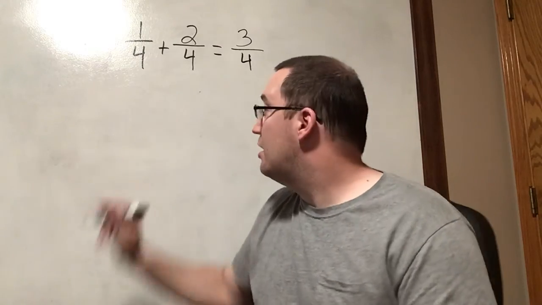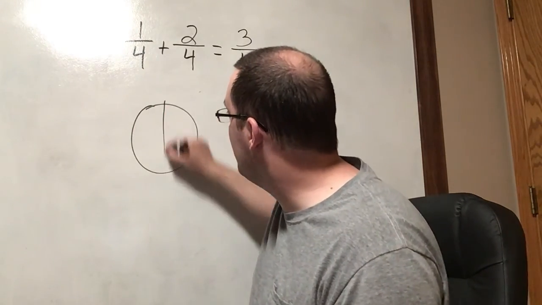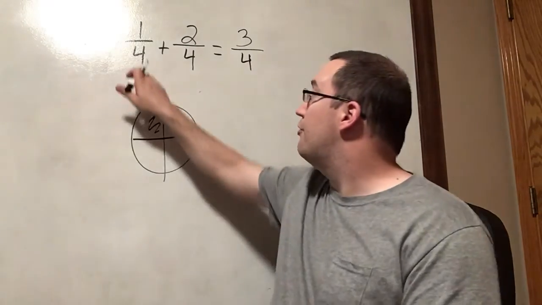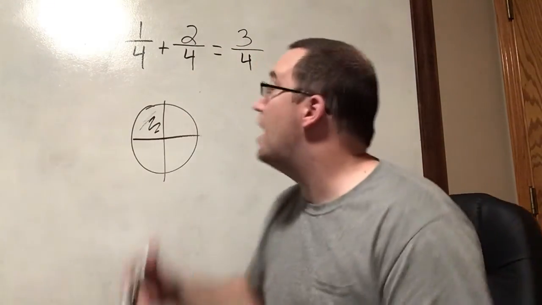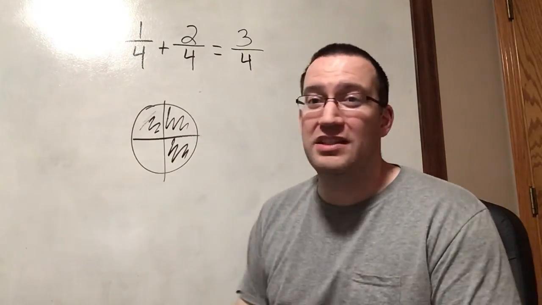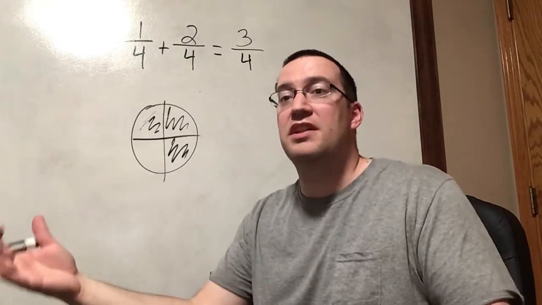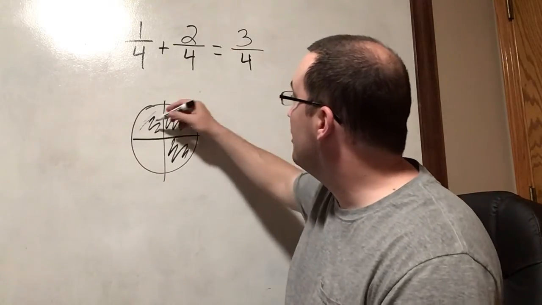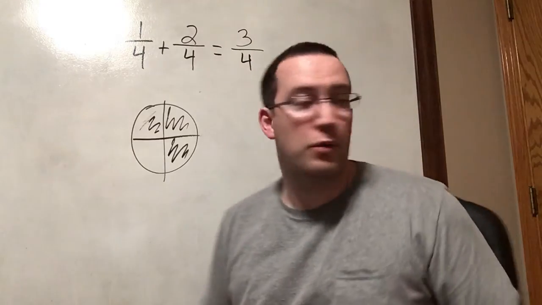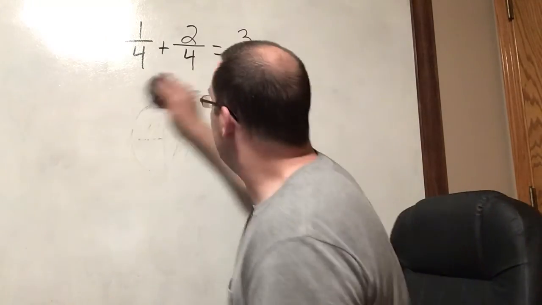We're looking at, if we had this pizza here, and we had one piece of pizza, 1/4, and then we also got 2 pieces. There's still 4 pieces. It doesn't become 8 pieces. It still stays 4. But here you can see I drew in 3 of those 4, 3/4. Okay, so let's go on to that next one.